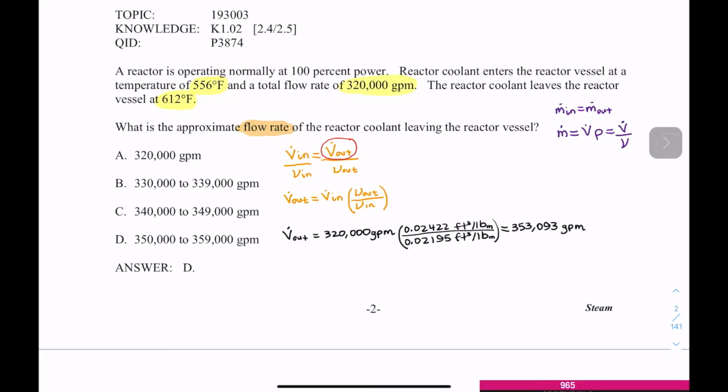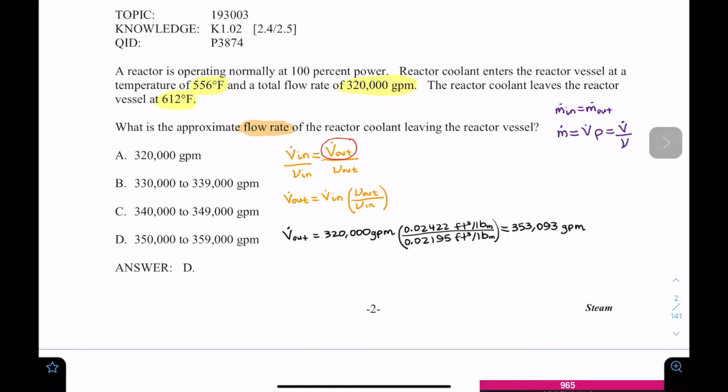The next one is very, very simple, and I think there's only one question from that one. It's question P3874. We have a reactor operating normally at 100%. That is just something like, I have a reactor. Everything is going to be connected to the reactor, so I don't want to complicate things. Don't confuse yourself or get overwhelmed by all the words that you're going to find.